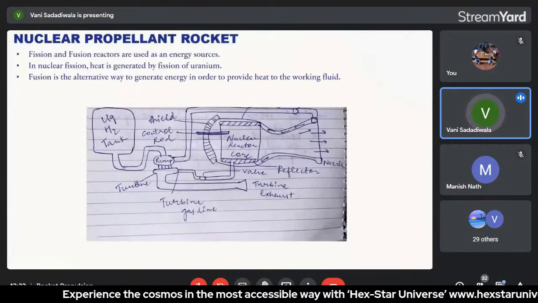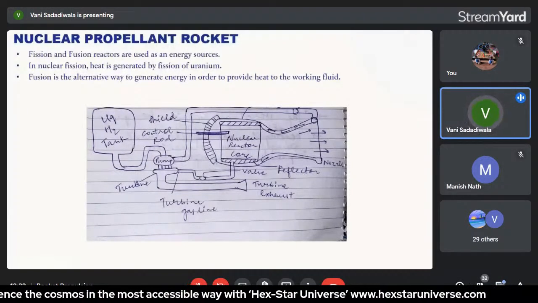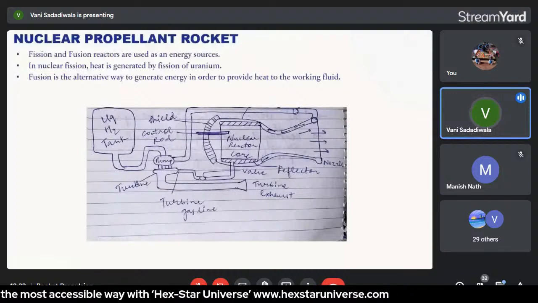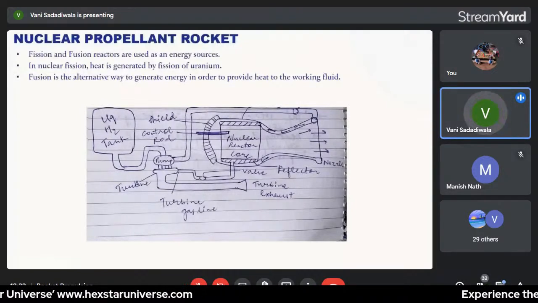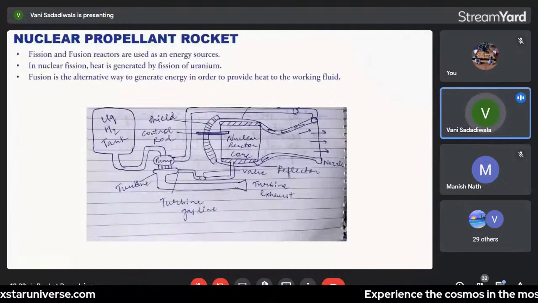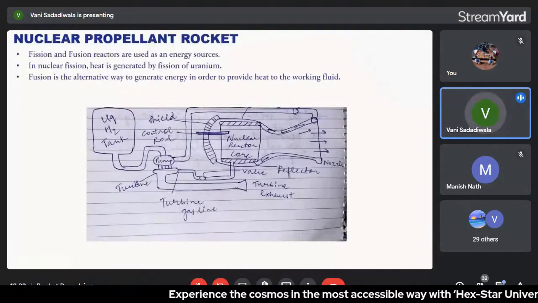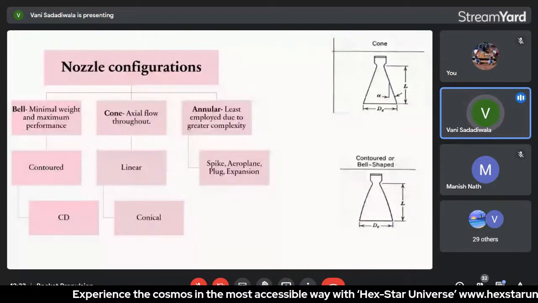So here we cover all our five major types, that is solid, liquid, nuclear, electric, and hybrid. So basically, they are just the bifurcation based on the types of propellants used.